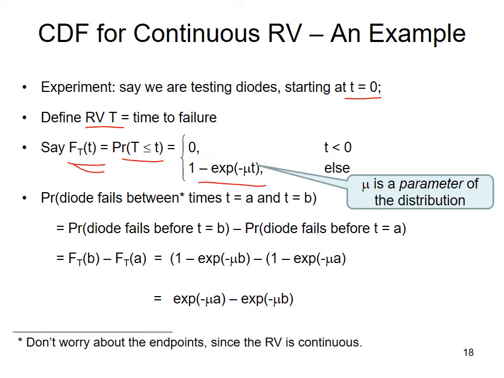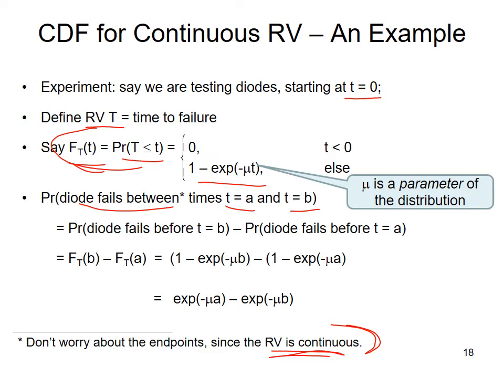Now suppose we're asked to compute the probability that the diode fails between two points in time, t equals a and t equals b. The little footnote at the bottom is really important. It says don't worry about the endpoints, because this capital F is a continuous function. If it's a continuous random variable, we don't have to worry about the endpoints. Remember, every endpoint occurs with probability 0, so it doesn't matter whether you include them or not.